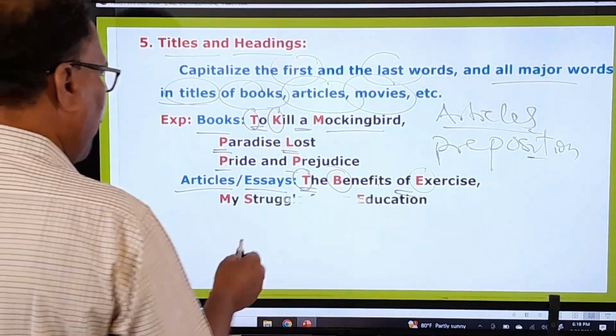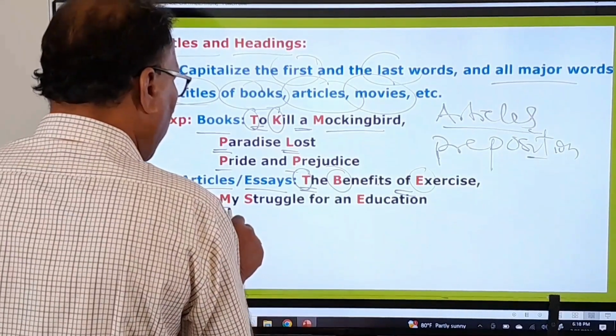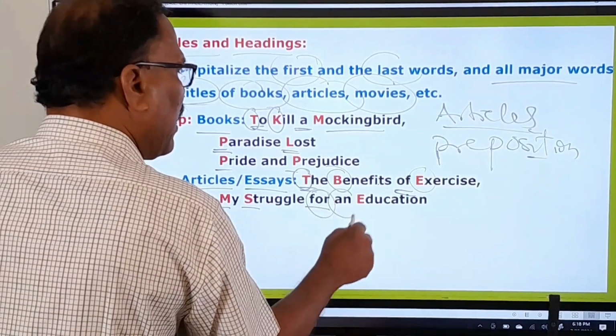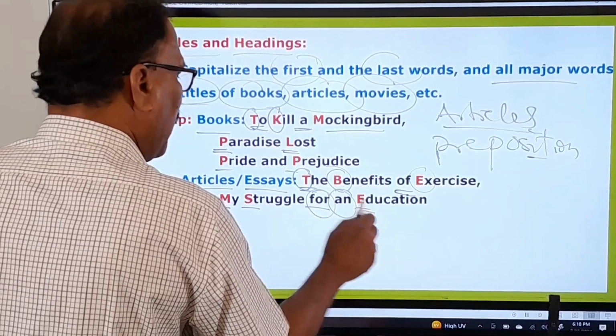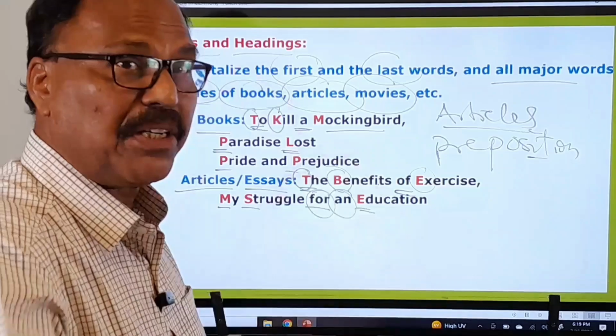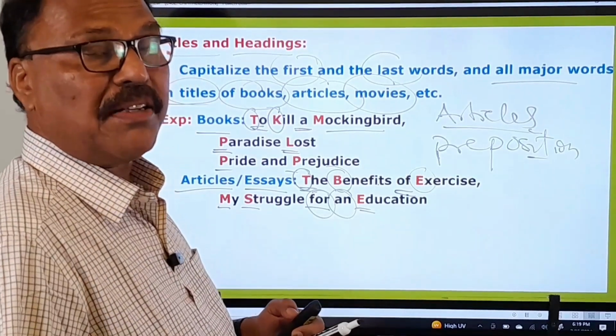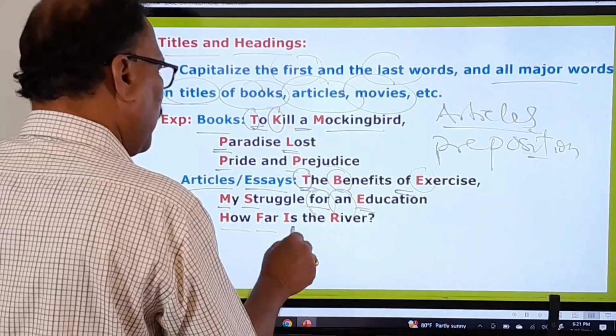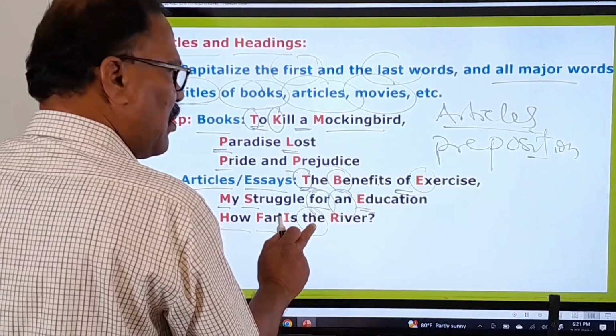And here you pay attention. My Struggle for an Education. My, Struggle, okay. For is a preposition, an is an article. Okay, Education. My Struggle for an Education. This was a lesson prescribed for the intermediate students, written by Booker T. Washington. You go to the next one. How Far Is the River? So how, far, is, the. The is an article, it is not capitalized.